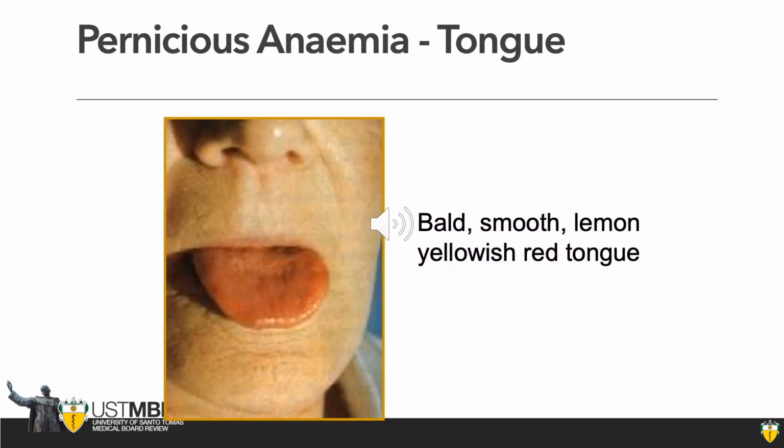For the physical examination of patients with megaloblastic anemia which is severe and long-standing, check the tongue of the patient. You would see that it is bald, smooth, and lemon yellowish red in color, and usually they would feel a tingling sensation in the lips, in the tip of the tongue, and also in the fingertips.